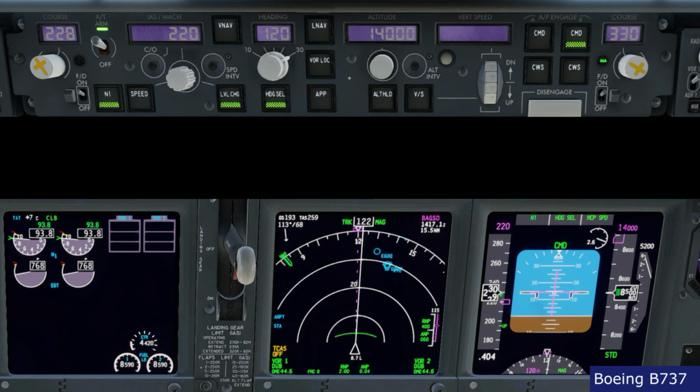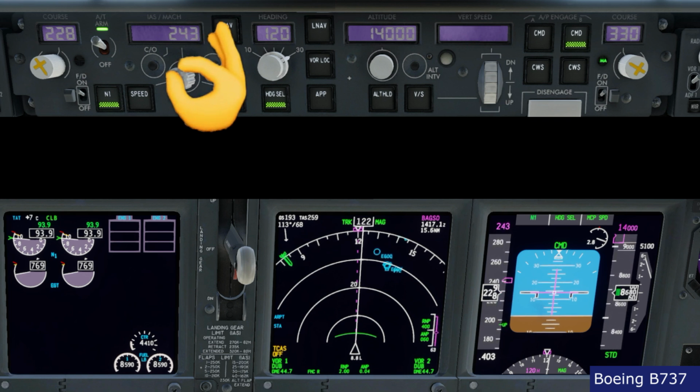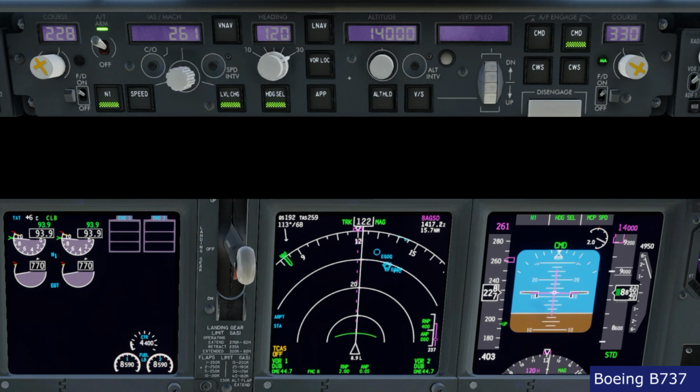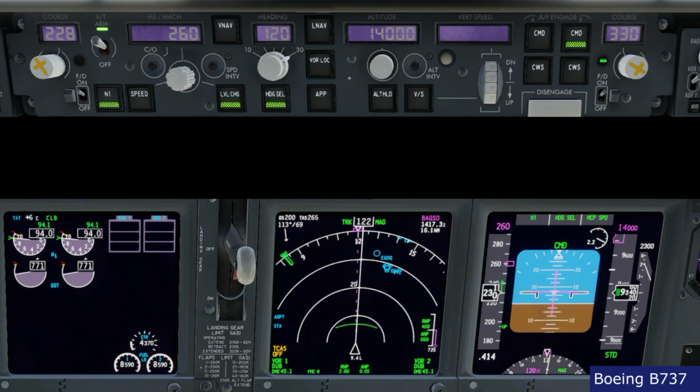Now, if I select a faster speed, obviously the aircraft is going to reduce the pitch, because the only way to maintain 260 knots is reducing the pitch and using some of the energy of the engine to increase the speed rather than increasing the altitude. So by doing this, basically I manage to climb.